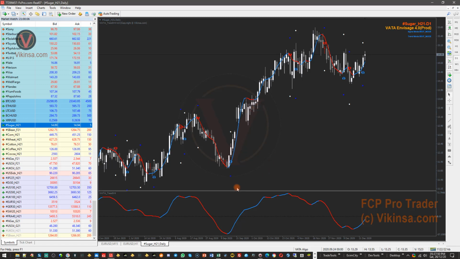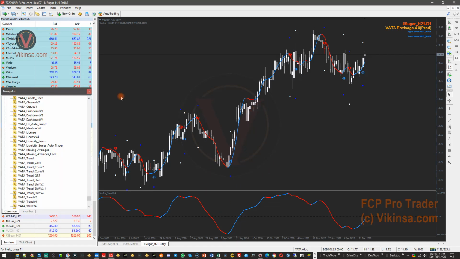So it works beautifully. If you're looking for trend change, it works perfectly fine. And if you want, you can make use of the candle filter as well, if you want to follow the trend. So this is where the trend finished. If you had taken this long, then you can make use of the VATA candle filter, and this is where the trend has finished on sugar.